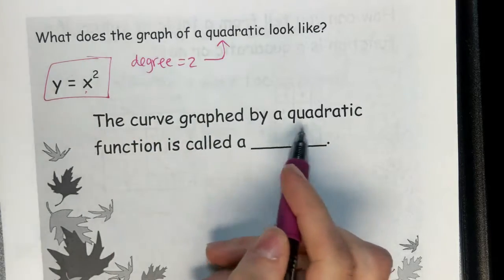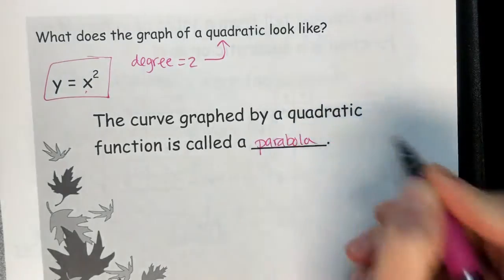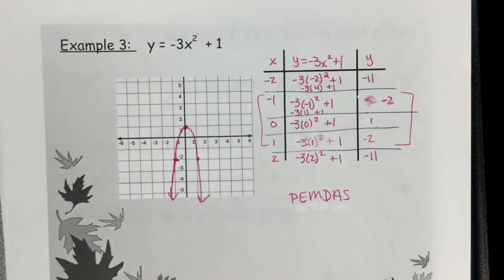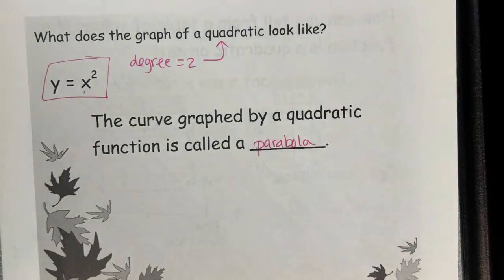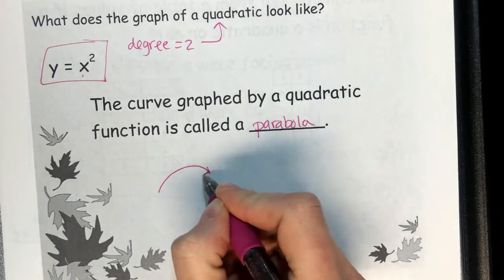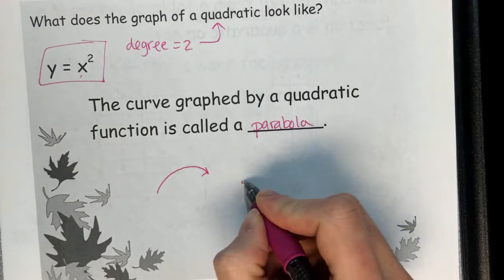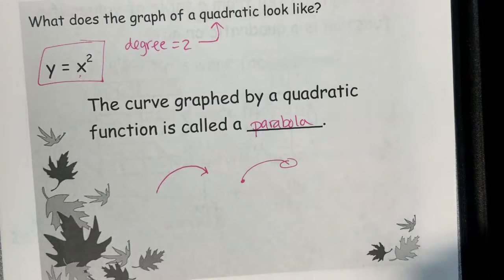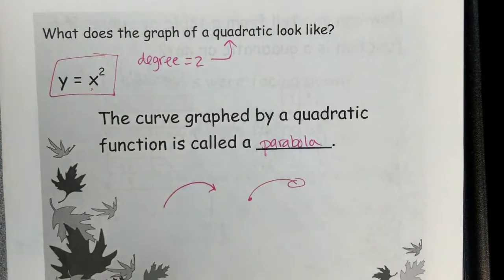As long as the degree is 2, it is considered a quadratic. We call the curve graphed by a quadratic function a parabola. And so you've heard me say that when we graphed this. I might have said it on example 2 as well. So all of these shapes are called parabolas. If you think about a water fountain, when it comes out like this, that is a parabolic arc. That's parabolic motion. When you shoot a basketball, leaving your hand to the hoop, that is parabolic motion or a parabolic arc. So this curve that a quadratic graphs is called a parabola. You definitely want to make sure you have this in your notes.